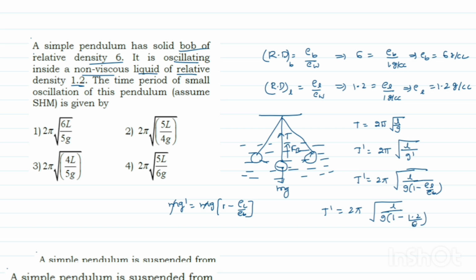When we simplify this, T dash equals 2π root over L by g into 1 minus 0.2. I am writing 0.2 as 1 by 5. So 5 minus 1 is 4, giving 4 by 5. Together we get T dash equals 2π root over 5L by 4g. So this is the correct answer.